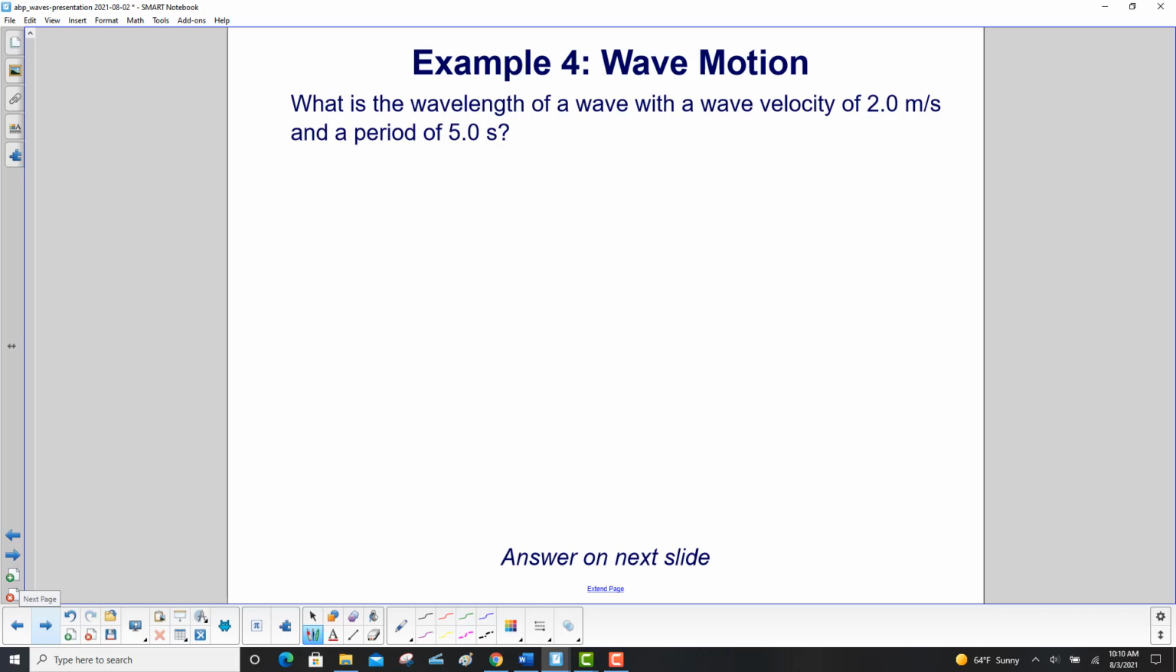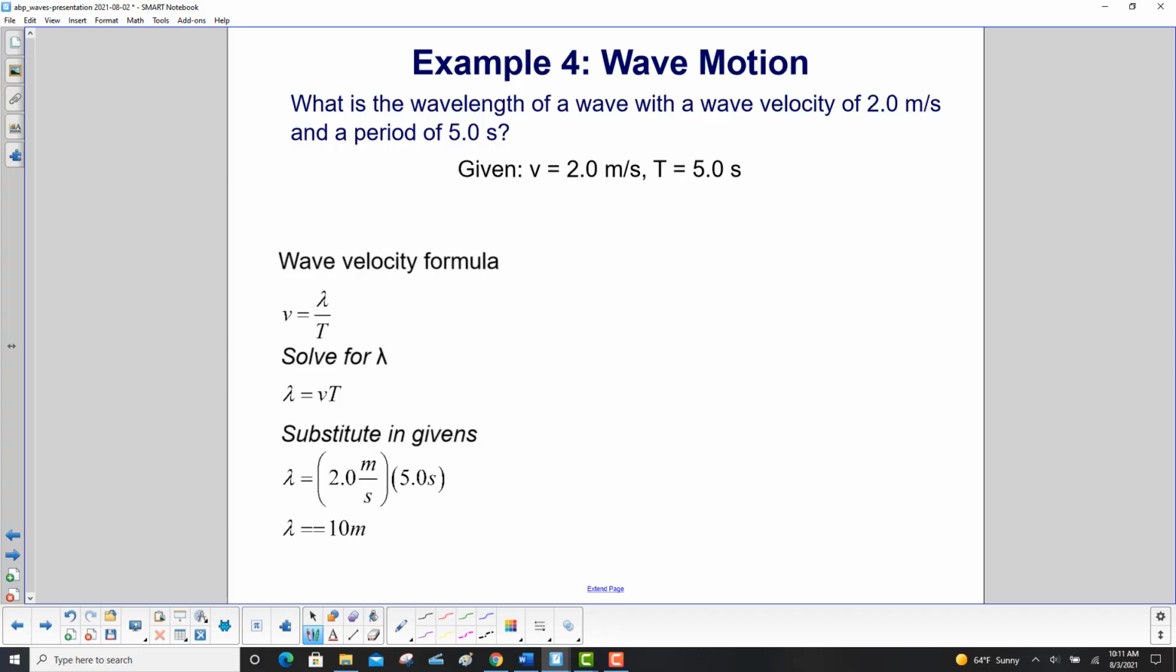What is the wavelength of a wave with a wave velocity of 2 meters per second and a period of 5 seconds? The givens, the velocity and the period, and the wave velocity formula, but we need to solve for lambda, the wavelength. Always do the algebra first, plug the numbers in at the very end.